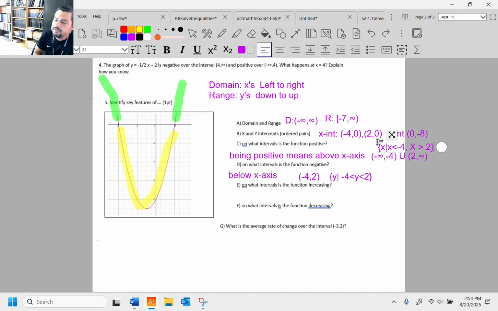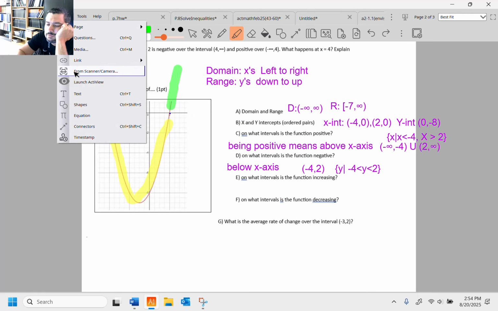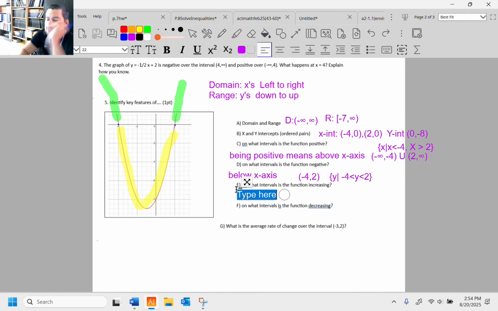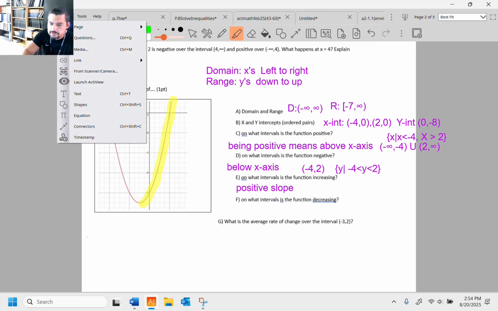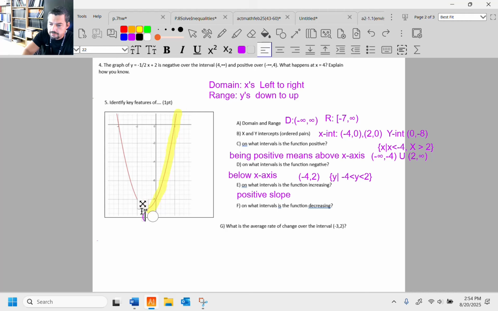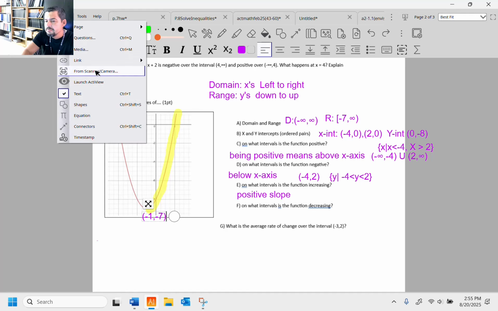All right, E, on what intervals is the function increasing? So increasing is about having positive slope, which hopefully you comprehend. That's what increasing means. We have positive slope. Don't be like Derek from the earlier problem. Positive slope is going to be everything to the right of the vertex, because that is increasing. And that happens, looks to me like we have an x value of -1 there. So let me put that point on there. That point's (-1, -7). So from the right of -1, we have positive slope.